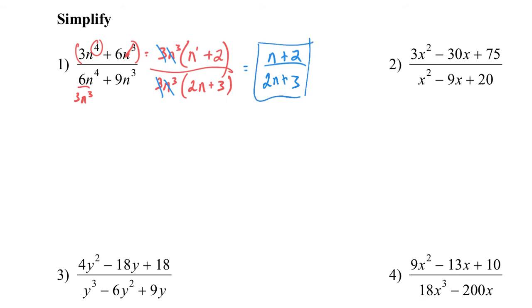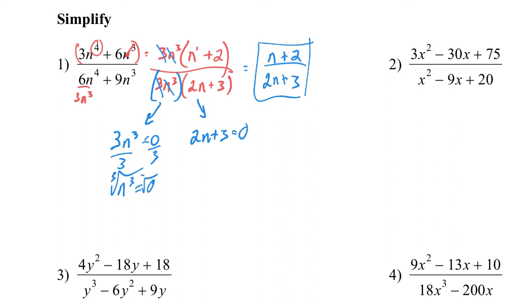Okay, now on Khan Academy, you're going to be asked what are the values that make this undefined. So to find what values make it undefined, you just take the factors on the bottom and set them equal to 0. So you'll have 3n cubed equals 0, and then 2n plus 3 equals 0. You want to know where does the denominator equal 0, because if you divide by 0, it's undefined. So if I divide by 3, n cubed equals 0, cube root of that, and it's going to be 0. When there's nothing added or subtracted, it's going to be 0.